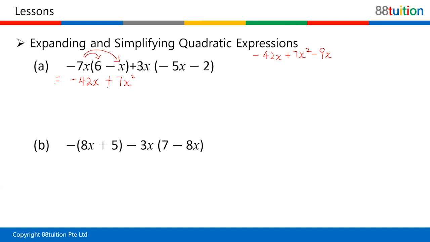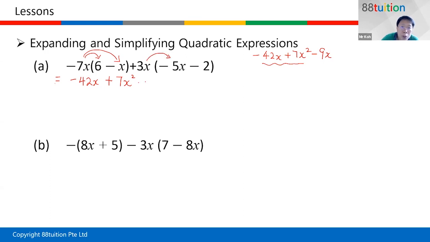Okay, so that settles this one. Which is all right for you. Then the next one, you multiply this, so this will give you minus 3 times 5, minus 15x squared. Then the next one, minus 6x.